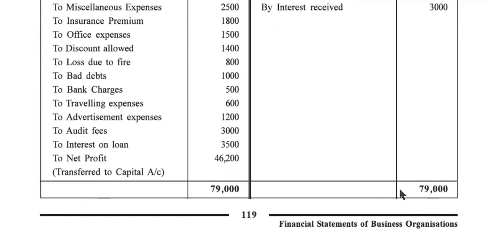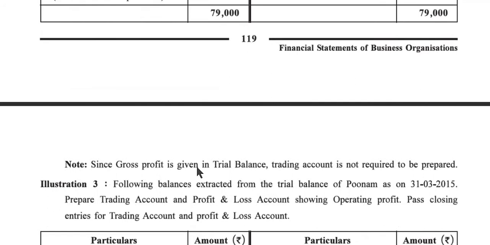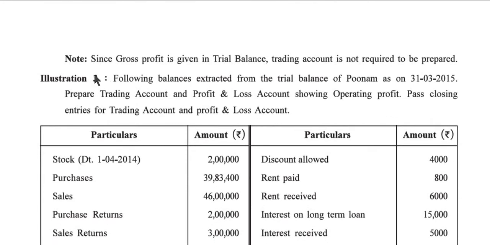Afterward, credit side total is 79,000, and on the debit side the amount is less. So 79,000 minus the debit side's total, the difference we find is 46,200, and it is net profit transferred to capital account. It means we transfer this amount to the balance sheet. This way our profit and loss account is over. Since gross profit is given in the trial balance, a trading account is not required to be prepared.